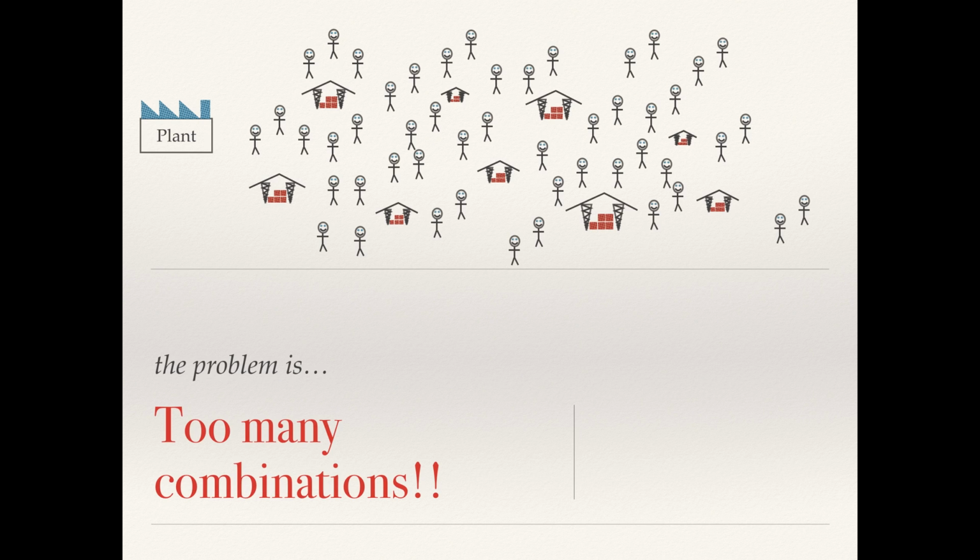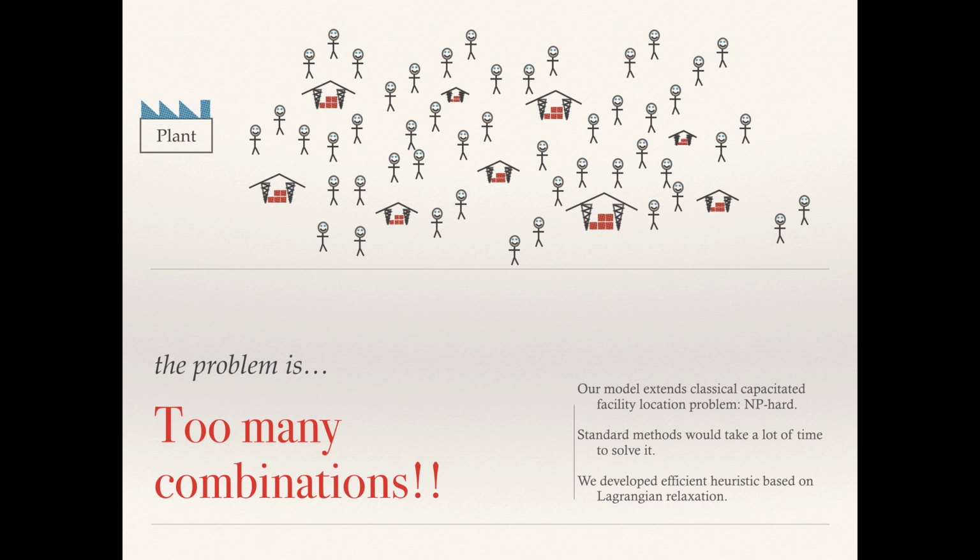But you can easily imagine that if you have many customers, the problem would be out of hand because there are way too many combinations. And we designed a model which is an extension of an already NP-hard problem. So you can imagine that the problem that we're presenting here is even harder to solve, such that no off-the-shelf software will give you an optimal solution. So we had to design our own heuristic based on Lagrangian relaxation that gives you a feasible solution in a reasonable amount of time.